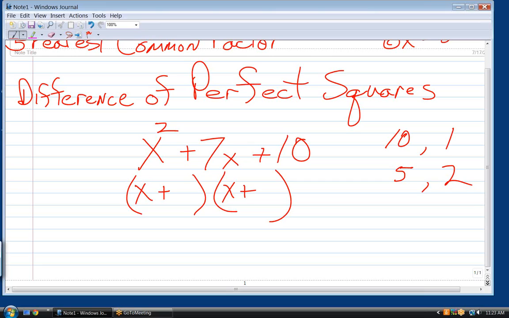Now notice, I can't do that again. I can't cut 5 in half and have it be a whole number. So I can't go any further. So this is actually my complete set of factors. 10 times 1 is 10, and 5 times 2 is 10. So I'm looking for the factors that add to 7. Clearly, those add to 7. There's my answer. Let's do another one.